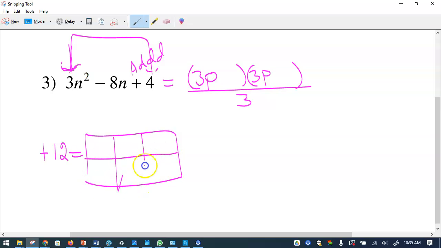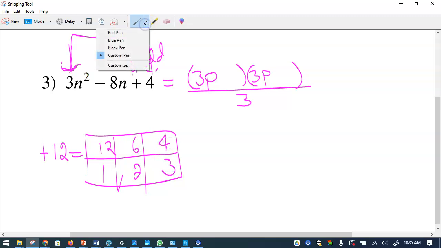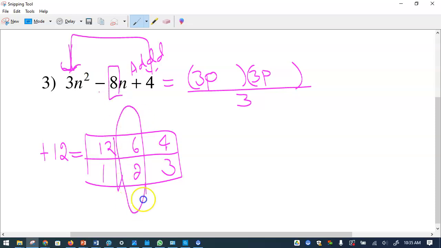And what are the options? I think there are three: 1 times 12, 2 times 6, and 3 times 4. And among these, which add up to 8? And you can clearly see this is the one which adds to 8. So the question is the sign. There's a minus sign. So because there's a minus, you put both minus. And that's why this is minus 8.